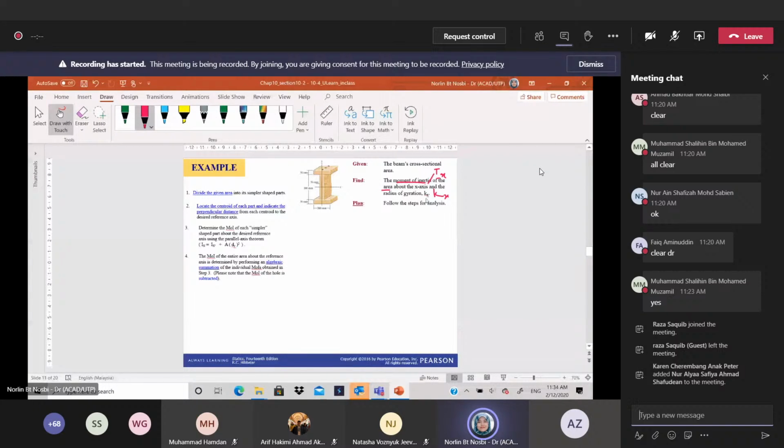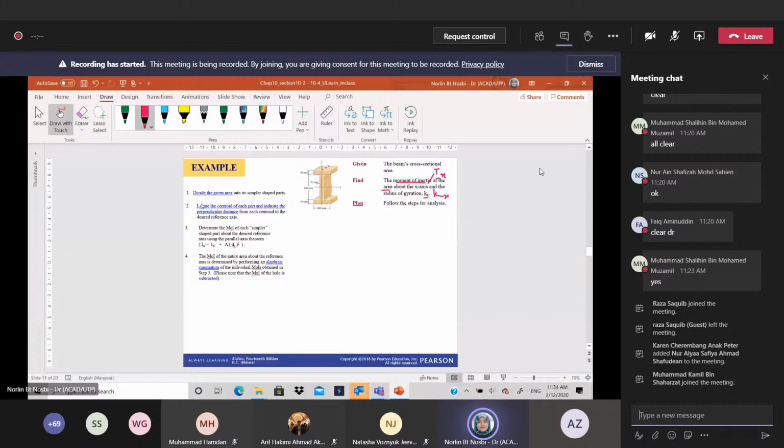First step, you need to divide the given area. So you divide this area: on top here as 1, middle here 2, and then the bottom here 3. So there's 3 parts. And then you have to locate the centroid of each part. The centroid would be at the middle of the beam, and the top here is at the middle here. So there's a different centroid for each part.